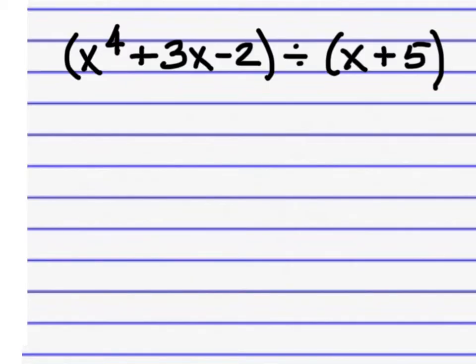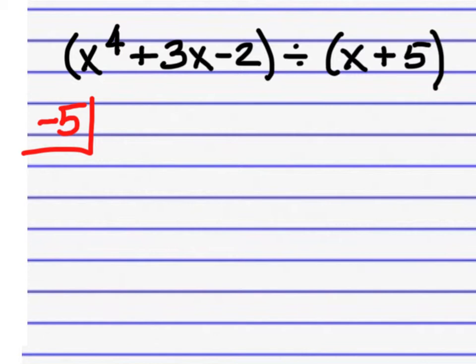x to the fourth plus 3x minus 2, and we will divide that by x plus 5. Notice that we have a plus 5 here. That means you're going to use a negative 5. So we will put that down and go like this. But now you have to write out the coefficients of what you're dividing. And notice that it goes from x to the fourth to 3x. What terms are we missing in there? Yeah, x to the third and x squared.